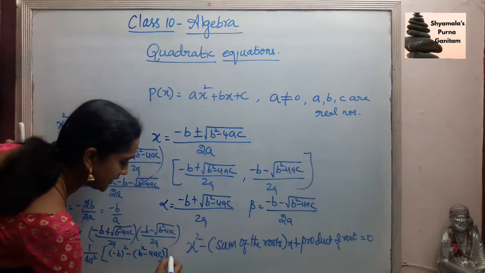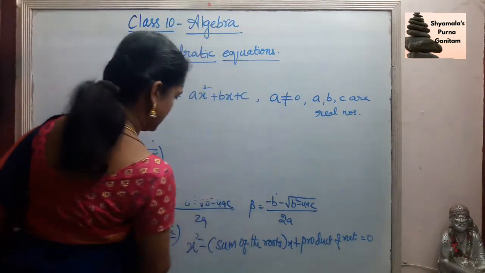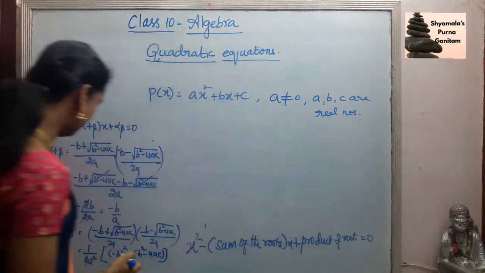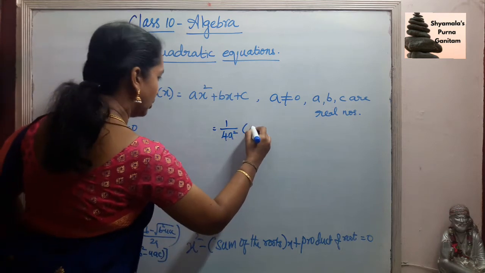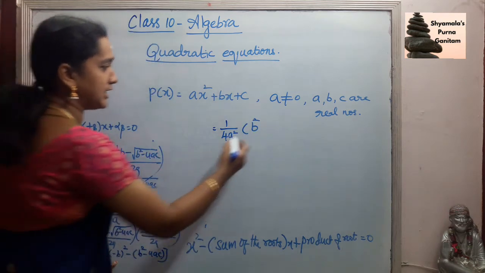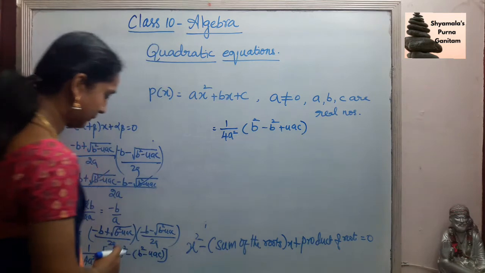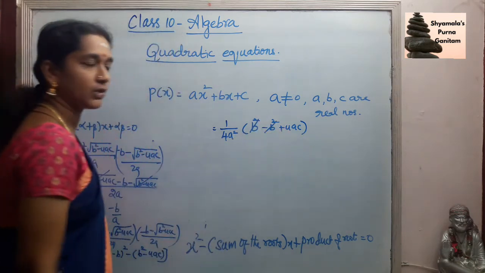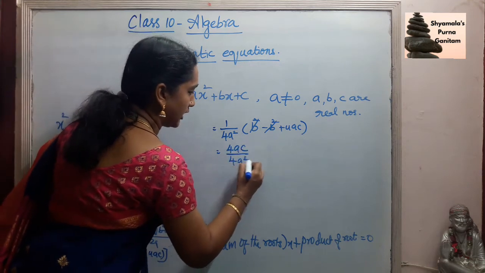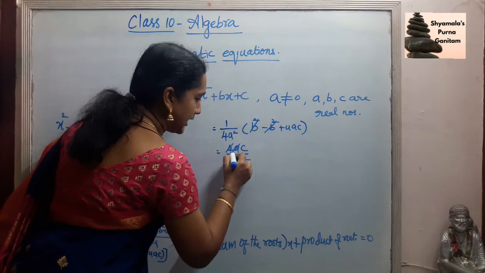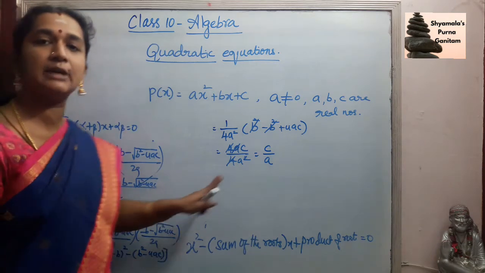When we simplify this, this is equal to 1 by 4a squared into b squared minus b squared plus 4ac. I am multiplying the minus inside. So b squared and minus b squared will get cancelled. So we will get 4ac by 4a squared. 4 gets cancelled, one a will get cancelled. So we will get c by a. So this c by a is the product of the roots.